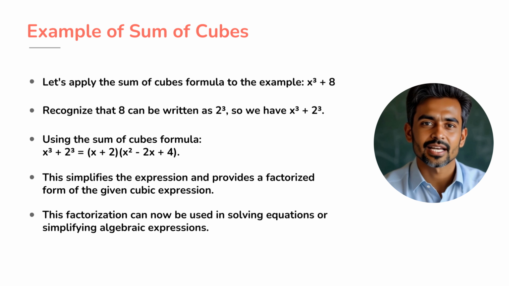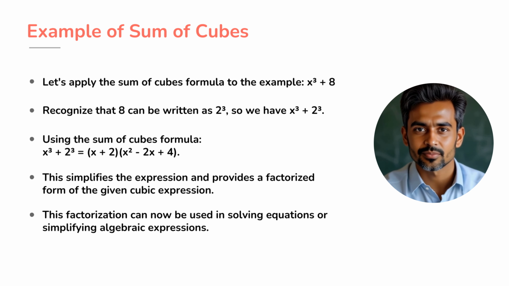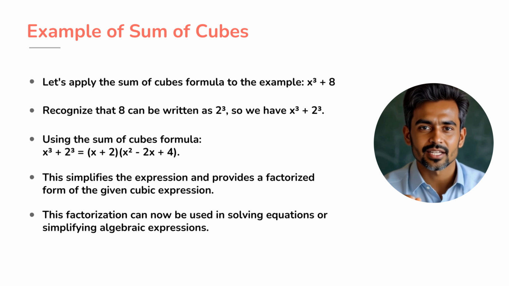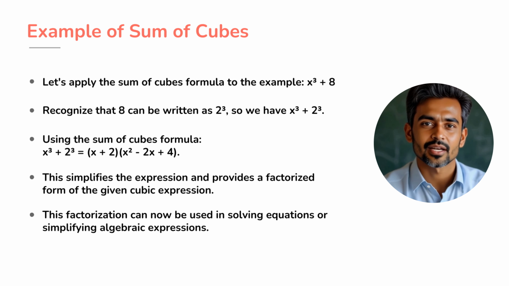Let's look at a practical example. Suppose we have the expression x cubed plus 8. Notice that 8 is the cube of 2, so we can rewrite the expression as x cubed plus 2 cubed. Using the sum of cubes formula, we get x cubed plus 2 cubed equals x plus 2 times x squared minus 2x plus 4. This simplifies the expression into two factors, which can now be used to solve equations or simplify further algebraic operations. By recognizing the sum of cubes, we can break down the expression in a much more manageable way.